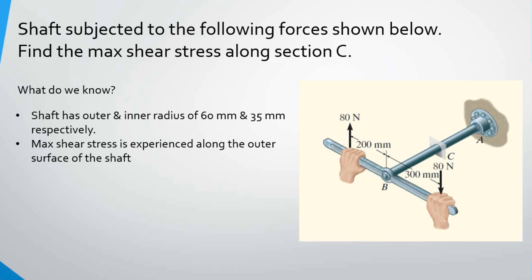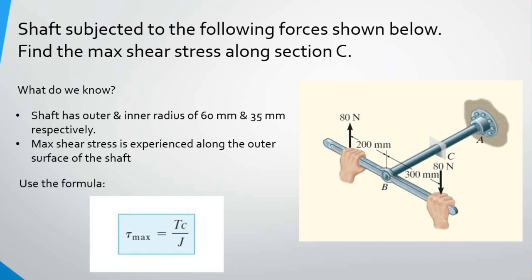It's also given that the shaft is actually hollow, and it has an outer radius of 60 millimeters and an inner radius of 35 millimeters, respectively. So we want to find out the max shear stress, and we know that the max shear stress is experienced along the outer surface of the shaft. And just like last time, we're going to use the formula tau max is equal to torque times C, which we're going to make our radius, if you haven't realized yet, divided by J, our polar moment of inertia.